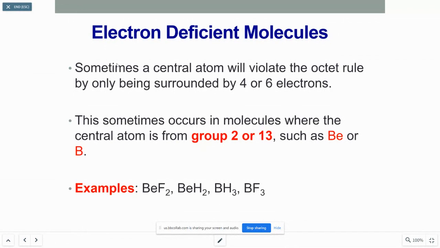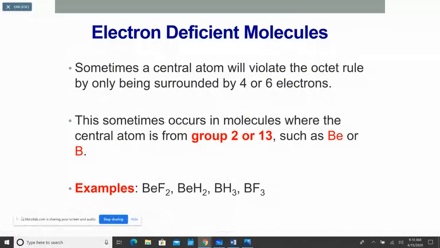So let's look at some of the examples. I'm going to draw the Lewis structures of some of these, and then you're going to see how they violate the octet rule.